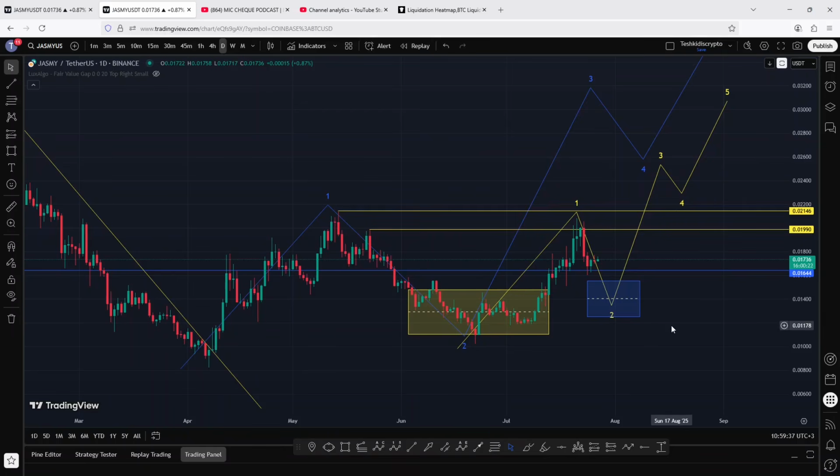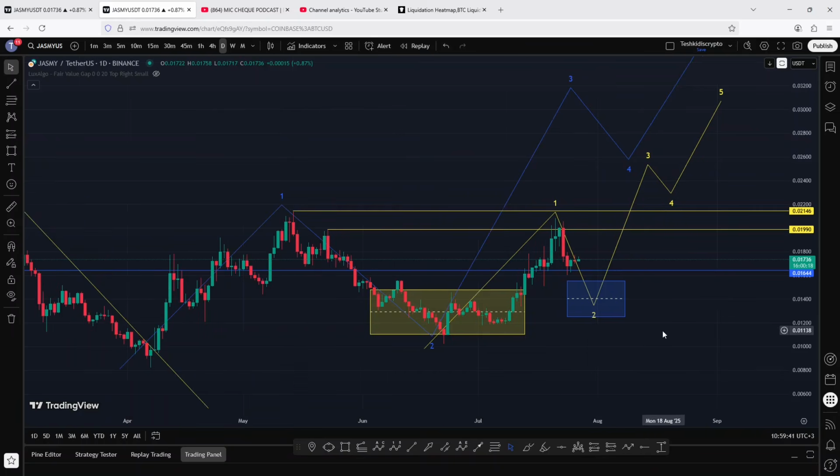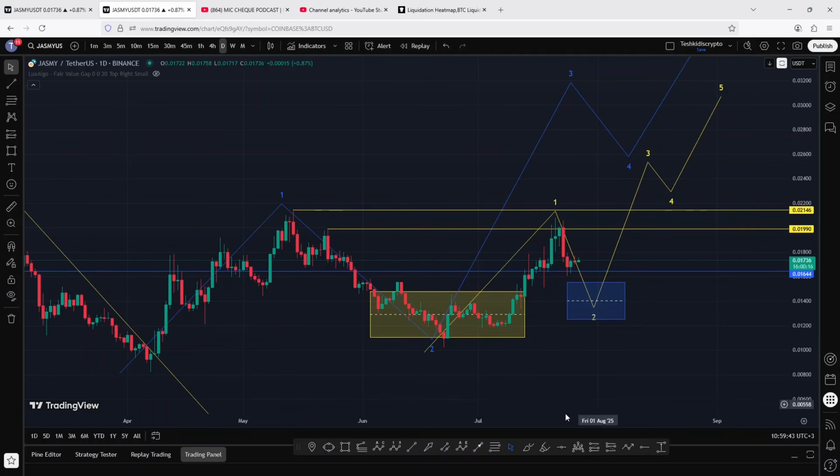Jasmy, at the time of this recording, is giving us a bit of a bounce to the upside after we continued to hold above a horizontal line of support above the 0.01644. And on today's update video, I will be discussing the next target areas that you need to pay attention to and the key areas of resistances that we need to see a break above. So make sure that you stick around till the end of the video.